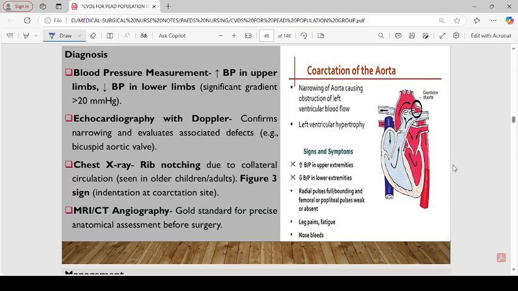Echocardiography Doppler will confirm the narrowing and evaluate associated defects like the bicuspid aortic valve. Chest X-ray: we will see the rib notching due to collateral circulation, and you can see a figure 3 sign, that is indentation at the coarctation site, right? MRI and CT angiography is the gold standard for precise anatomical assessment before surgery.